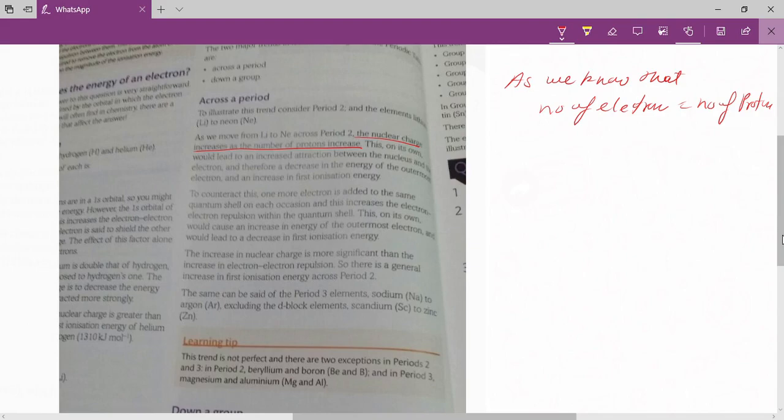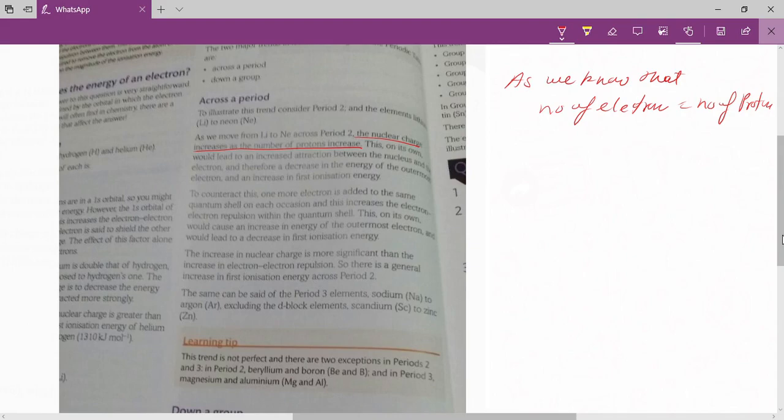So in this way, on its own, it would lead to an increased attraction between the nucleus and the electrons, and therefore a decrease in energy of the outermost electron, and increases the first ionization energy. So why does it increase the first ionization energy?